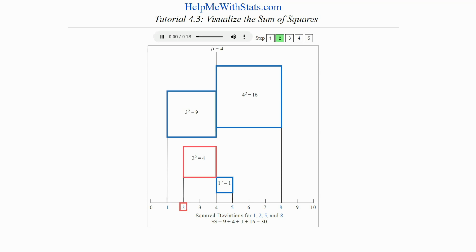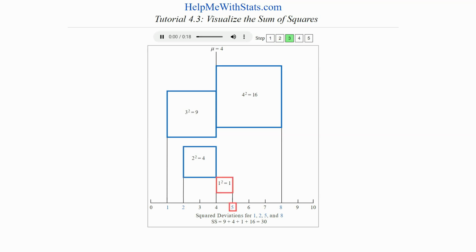The next score is 2. As we can see, the score of 2 is 2 units away from the mean of 4. The deviation of 2 is then squared, which is indicated by the red square. The area of the red square is 4 units, because 2 squared equals 4.